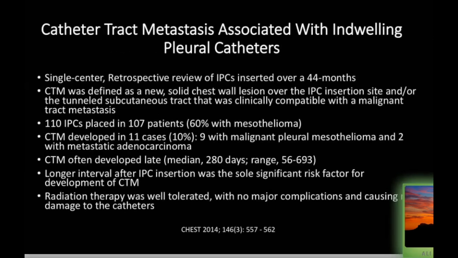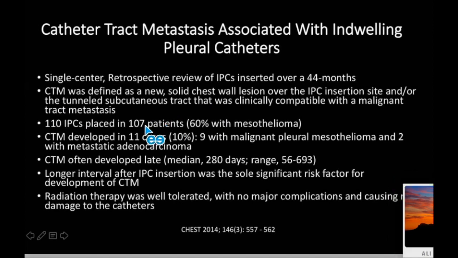So here's a study published recently, last year actually, from Australia. I can't remember the name, Lee's group. It's a single center retrospective review of indwelling pleural catheters inserted over 44 months. Catheter tract metastasis is what we were looking at there, on top of infection. And it's an uncommon but pretty ugly problem. It's defined as a solid chest wall lesion over the IPC insertion site or tunnel area subcutaneously, and for all practical purposes, it's a malignant tract metastasis.